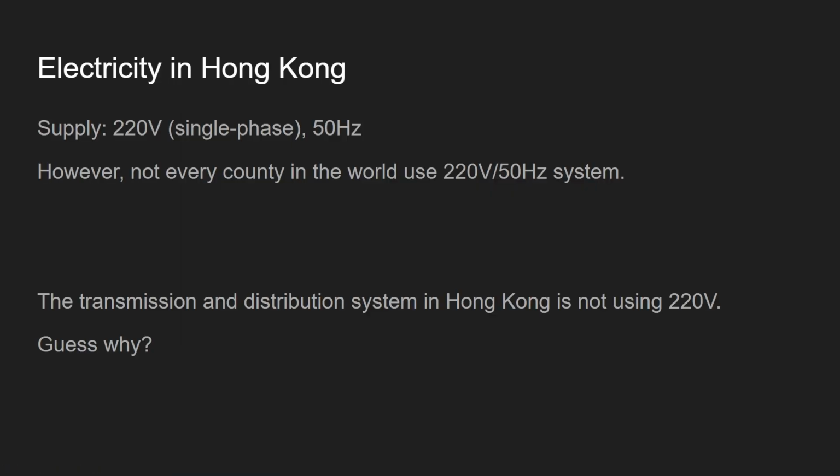And we use 220 volts. We have three-phase electricity in Hong Kong, but we just talk about single phase today. For single phase electricity, we use 220 volts and 50 hertz. But not all countries in the world use a 220 volts and 50 hertz system. When we talk about 220 volts, we just talk about the socket at home. So do you know why we don't use 220 volts for transmission?